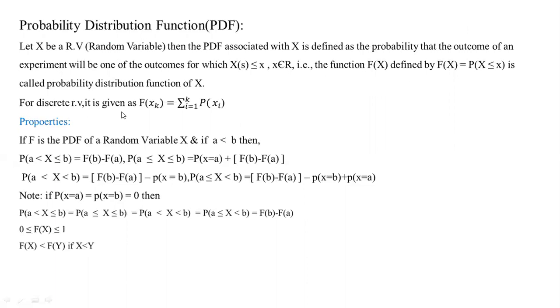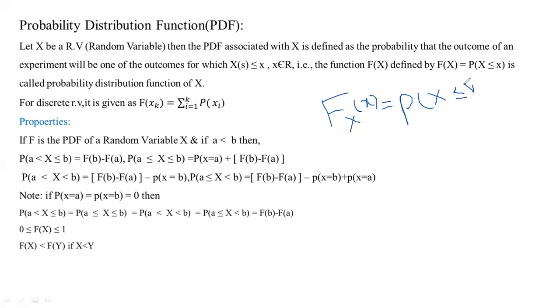For the discrete random variable, it is given as the probability of xk equals the summation of i from 1 to k of p of xi. This we also call the cumulative probability distribution function. The probability distribution function we indicate with capital F of x. Here the suffix capital X indicates the random variable and small x indicates the element. So F sub X of x equals the probability of capital X less than or equal to small x. This we call the probability distribution function.